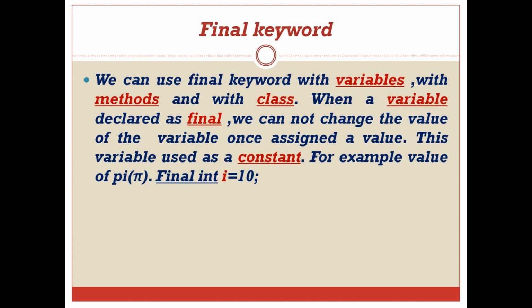For example, the value of pi. This is a constant value. No one can change the value of pi, so it can be declared as a final variable. Suppose you write final int I equal to 10, it means now I can be treated as a constant variable. No one can change the value of that variable. So here I is a constant variable.